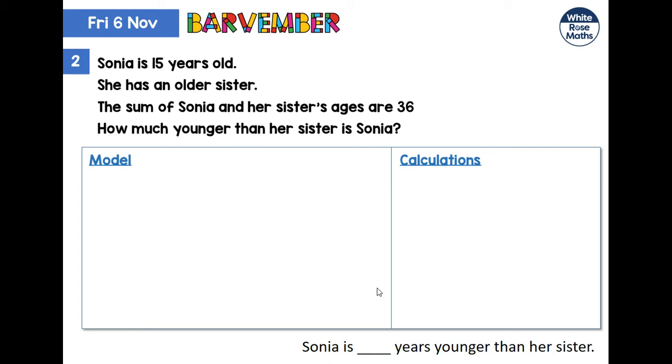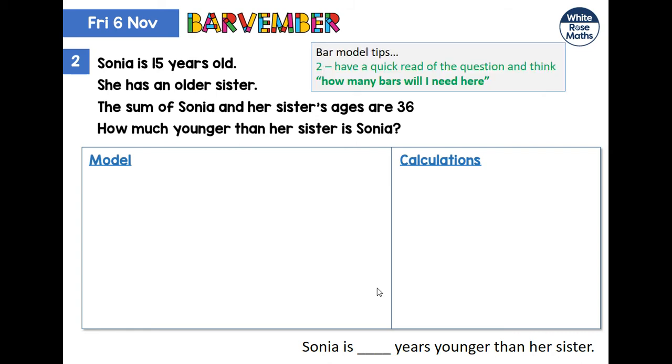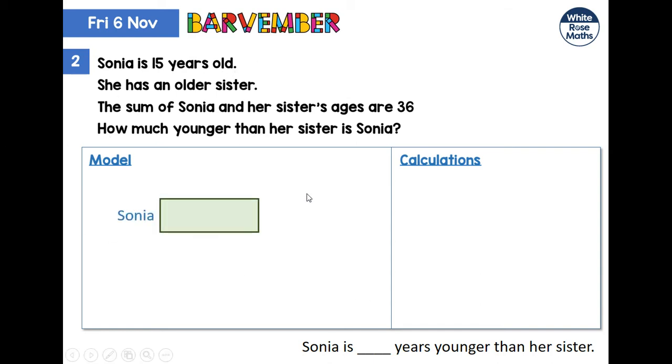Okay, question 2. Now, a very key question at the start of most bar modelling exercises is, how many bars do I think we need here? Now, I'm going to go for 2 because we've got Sonia and we've got her older sister. So first line, Sonia is 15 years old. Our bar to represent our number, we know it, it's 15, we write it in it.